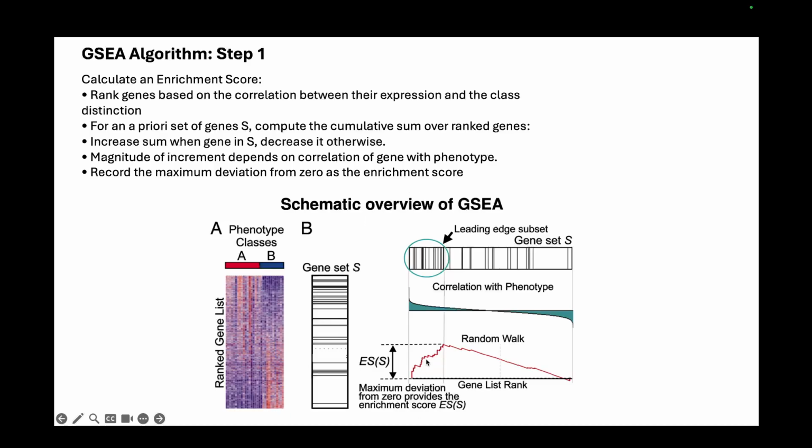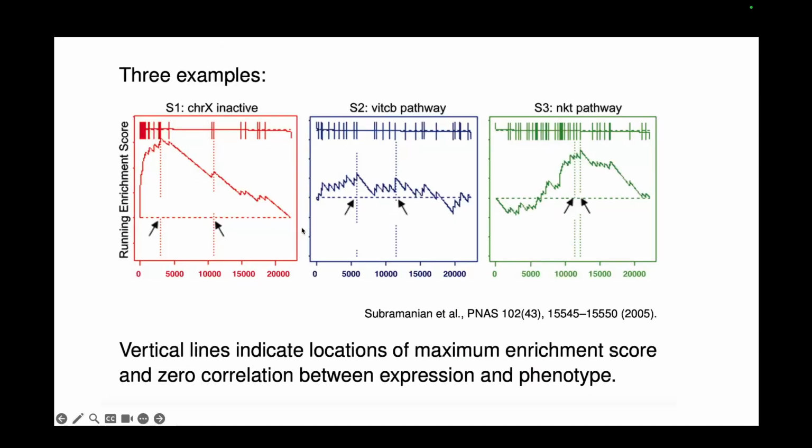Right? So it is increasing up to here, then it is dropping off. So here this is your enrichment score. These are three examples showing locations of maximum enrichment score with zero correlation between expression and phenotype. So here you have two enrichment scores. Here it is one.